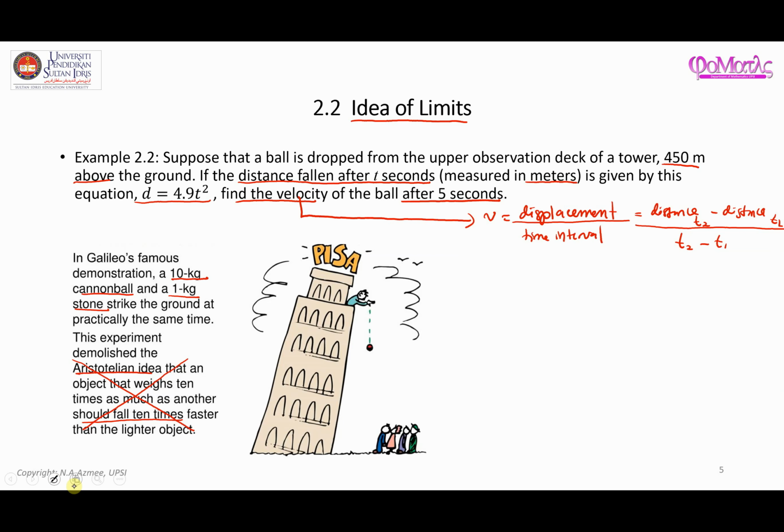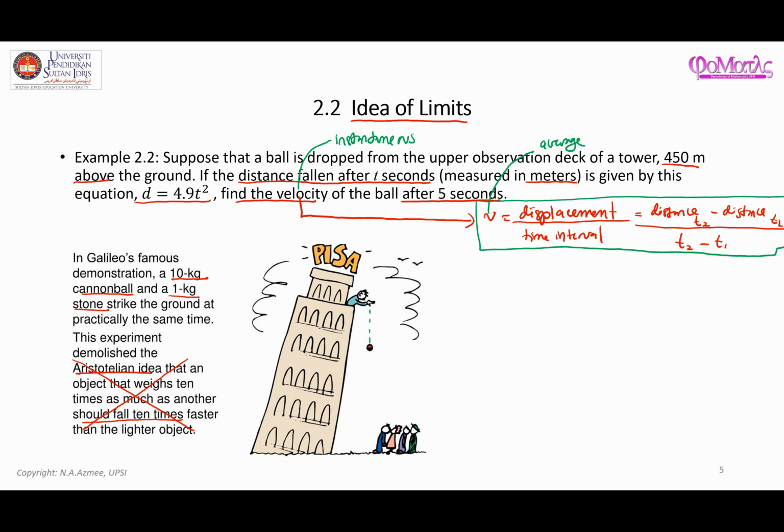Now, the problem that we have here is that the question doesn't explicitly state the time interval. So there is no time interval here. In other words, the question is asking you to find the instantaneous velocity, whereas the formula that we have over here is the formula to find the average velocity.